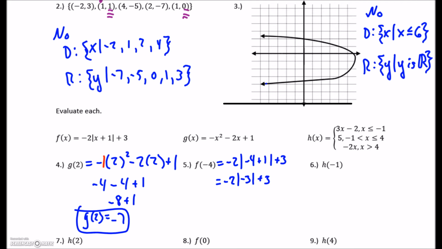And now from here, I actually take the absolute value, and keep in mind the operation that's happening here is multiplication. Absolute value acts the same way the parentheses do, so when I have a number outside the absolute value, it's multiplication. And so what ends up happening here is I get negative 2 times a positive 3 when I take the absolute value, and then plus 3. So now I do a little bit of multiplying. Negative 2 times 3 is a negative 6. Plus 3 is going to give me a negative 3. All right, so f of negative 4 is a negative 3. Once again, I can see it, input and output, side by side.